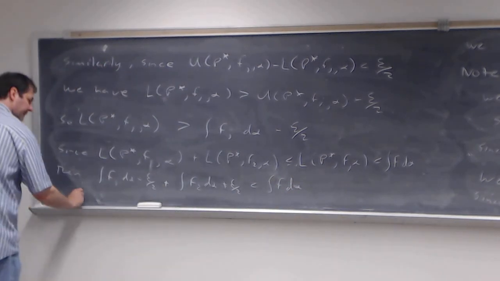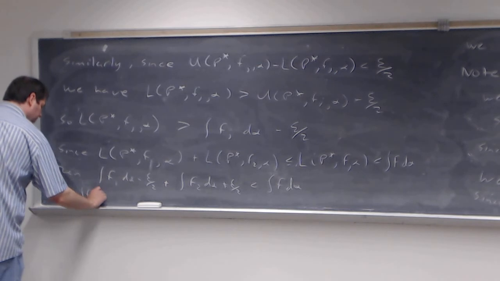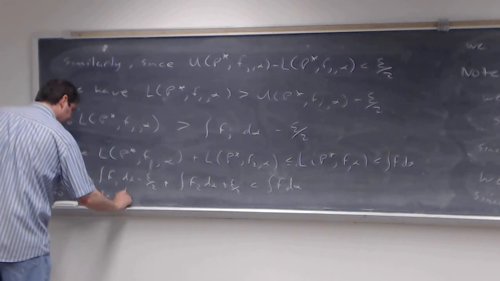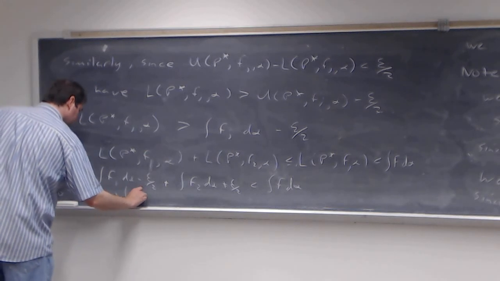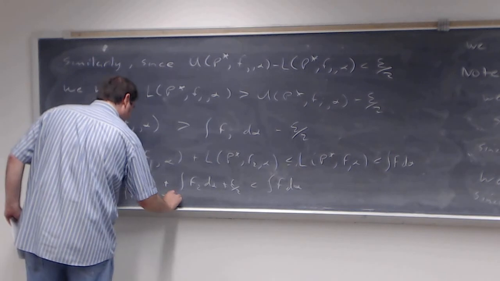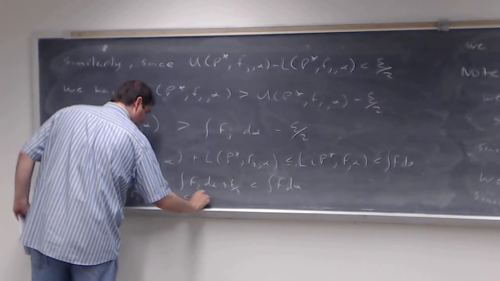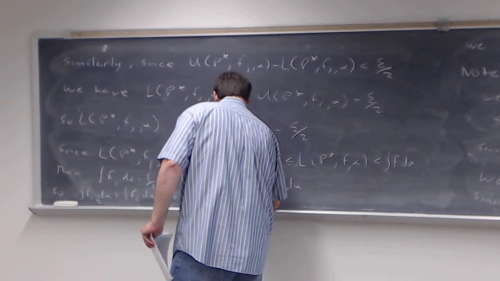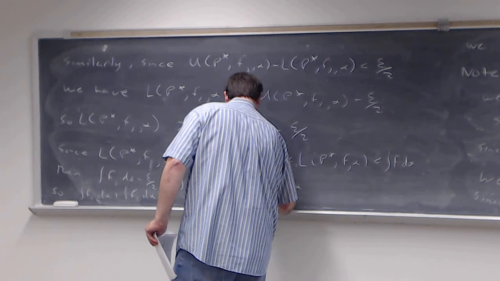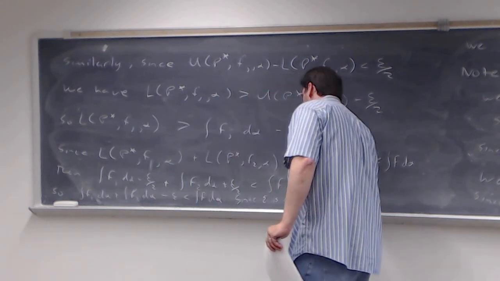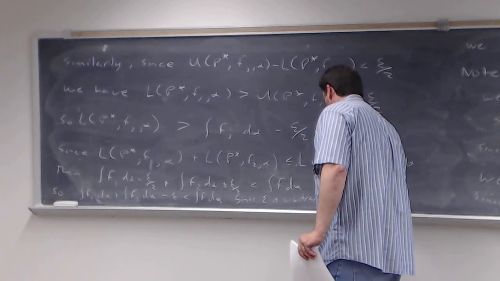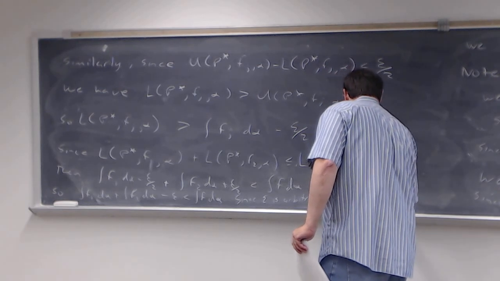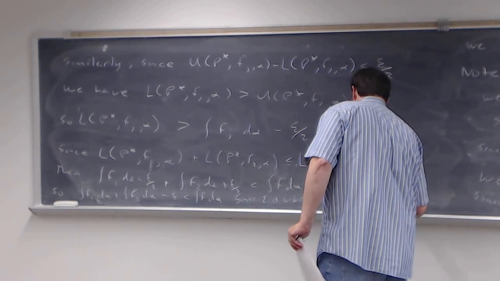So what we have is that this integral of f sub 1 d alpha plus the integral of f sub 2 d alpha minus epsilon is less than the integral of f d alpha. Since epsilon is arbitrary, then what that's going to force is that the integral of f sub 1 d alpha plus the integral of f sub 2 d alpha is going to be less than or equal to the integral of f d alpha, which is the sum.